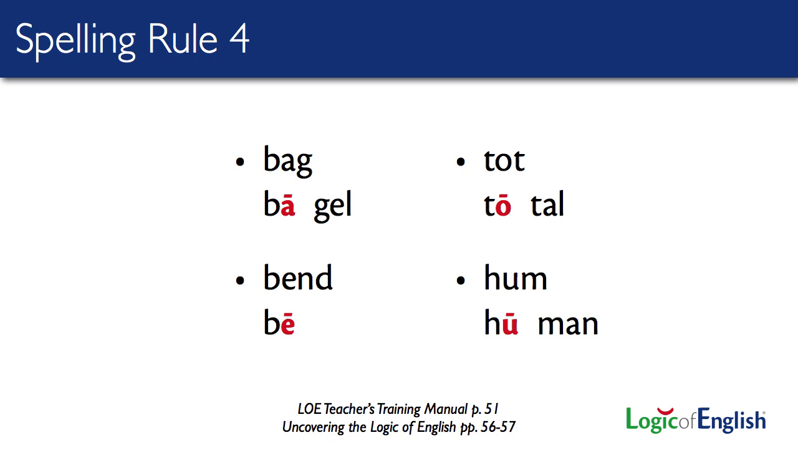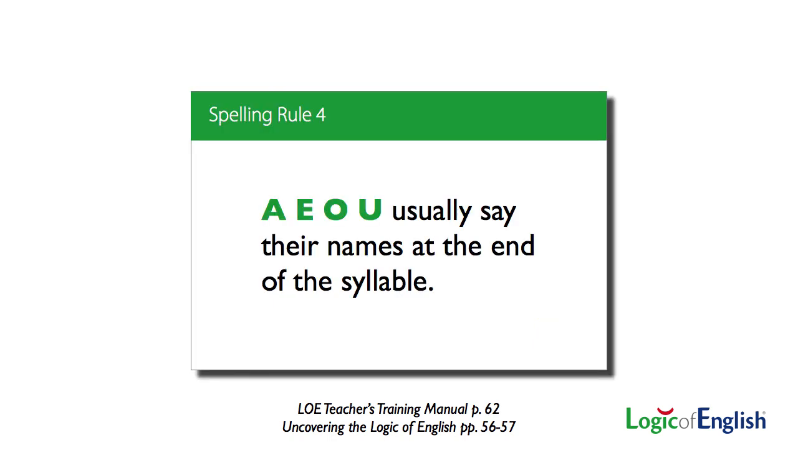So we will compare these. We have a bag and a bagel. Bend, be-gin. Tot, total. Hum, human. When is the vowel saying its long sound in these words? The end of the syllable. So the rule is A, E, O, U usually say their names or their long sounds at the end of the syllable. This rule is super important for kids as they go to read multi-syllable words.